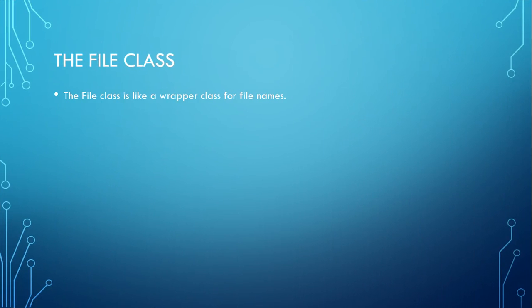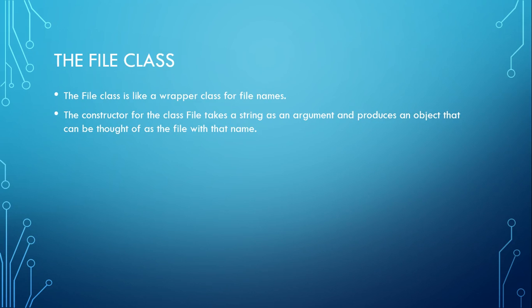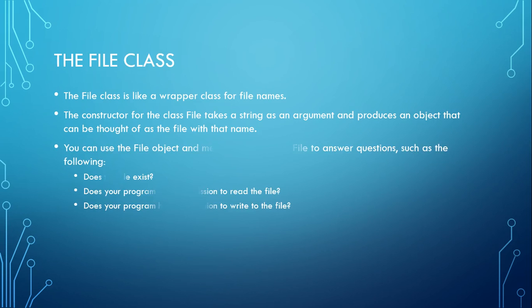So, let's just talk about the File class here, and then I'll give a quick demo of it. The File class is like a wrapper class for file names. The constructor for the class File takes a string as an argument and produces an object that can be thought of as the file with that name. So, if you put in, say, text.txt, text is going to be the name of the file.